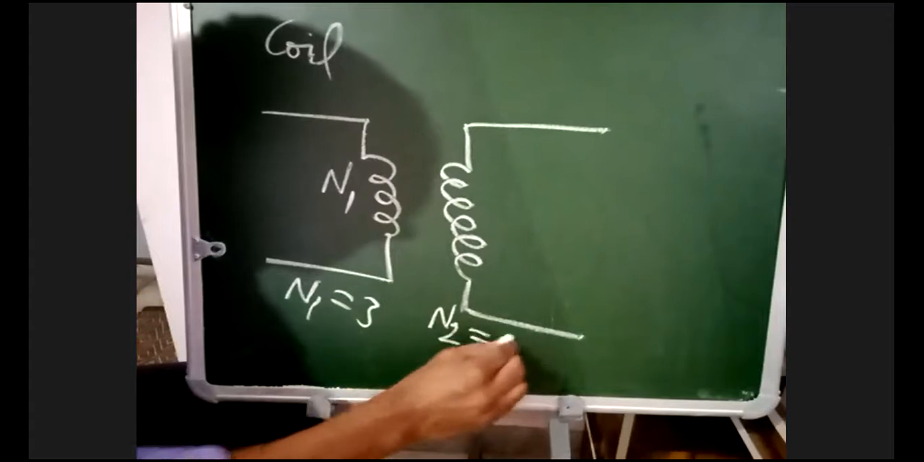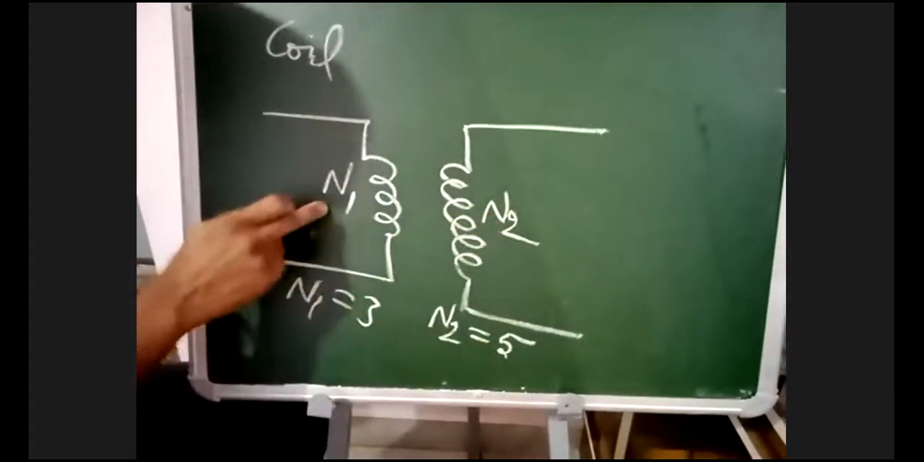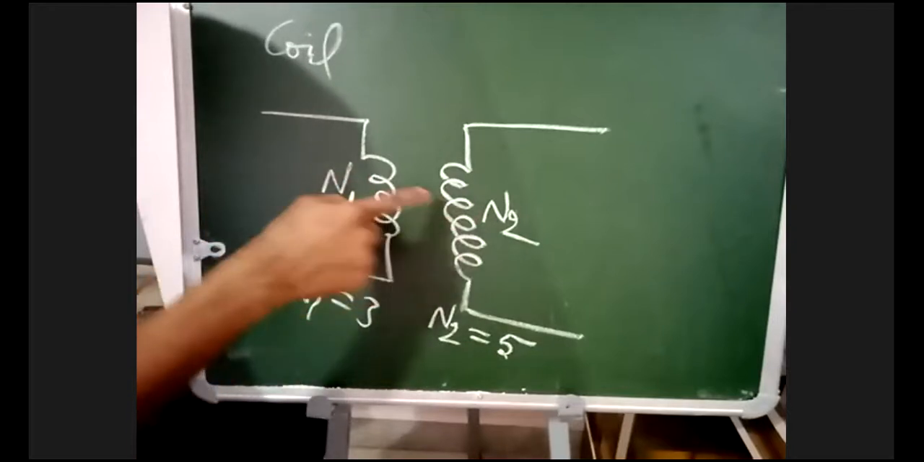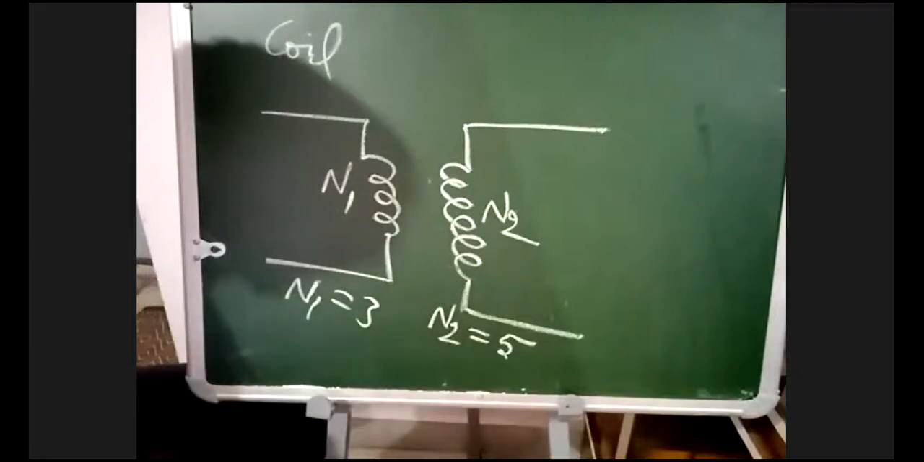N2 is the secondary coil. N is the number of turns of the coil. N1 is equal to 3 turns. N2 is 5 turns.